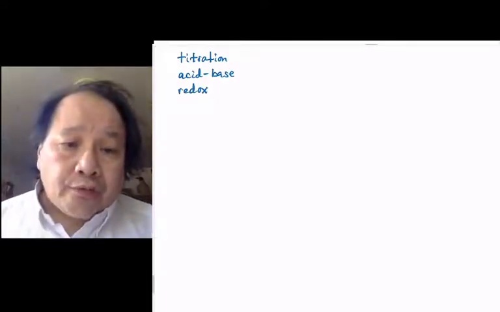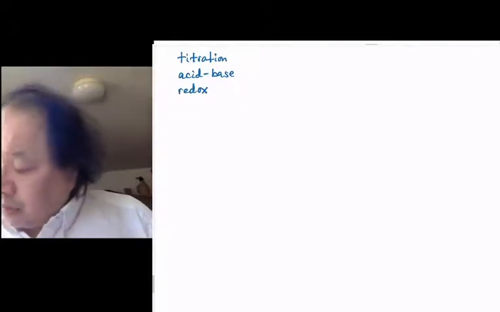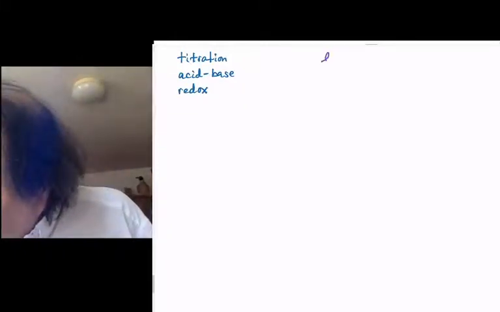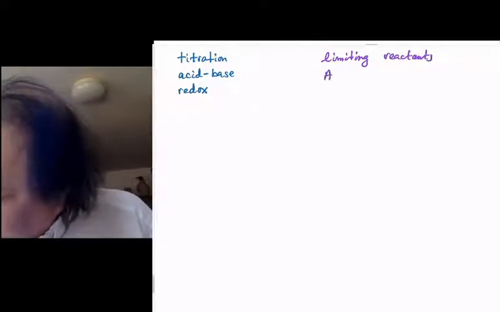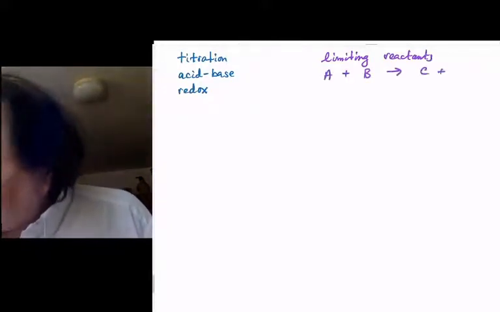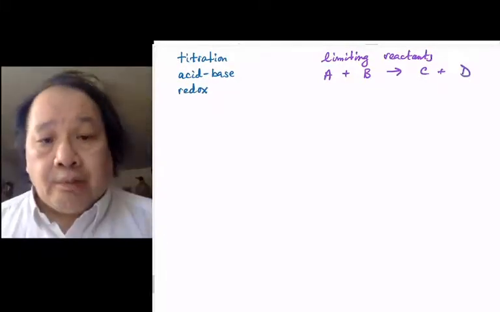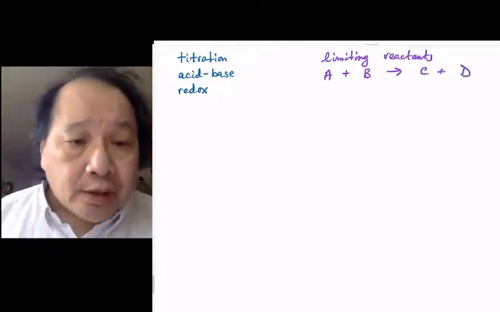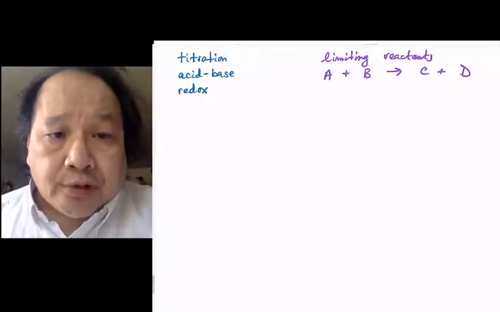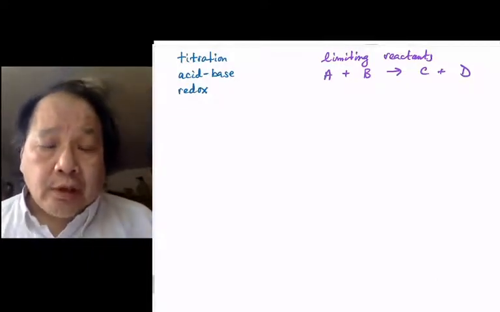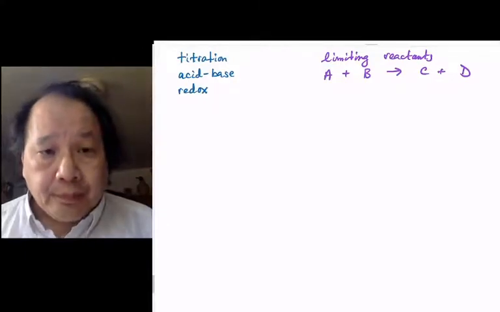Titration can be thought of as a converse to limiting reactants. In limiting reactants, you start off with two chemicals, the reactants A and B, going to, let's say, two products, C and D. And in limiting reactants, there's either too much A or too much B, and either all the B gets used up first or all the A gets used up first, leaving excess behind.